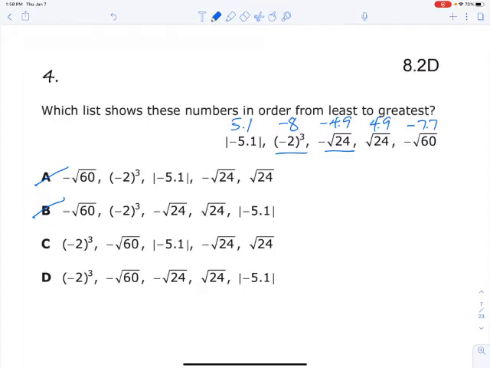The next one is the negative square root of 60. So both of those are good. Okay, then the next one's going to be this negative square root of 24, and so that means that D is good and C is out. Okay, so that would be the answer to question number 4.